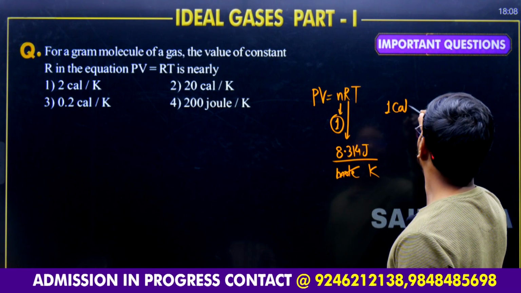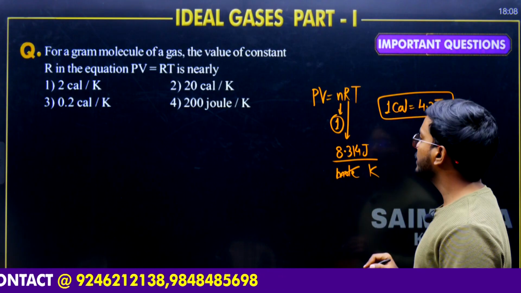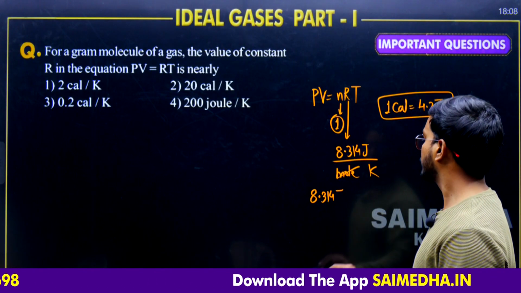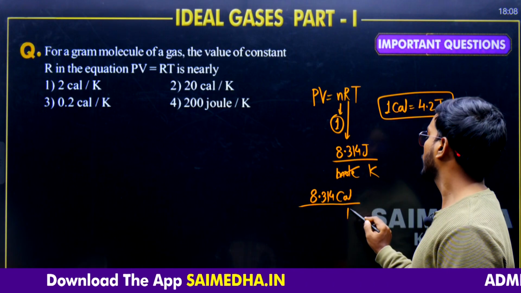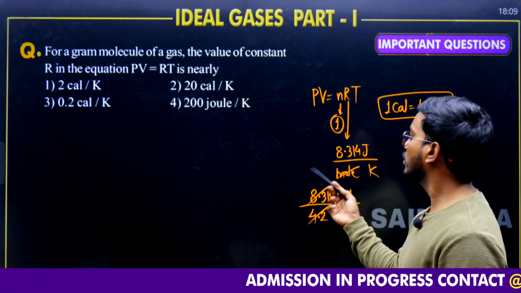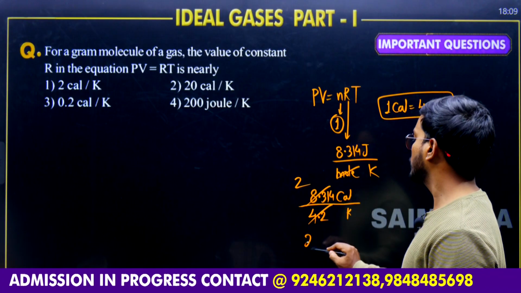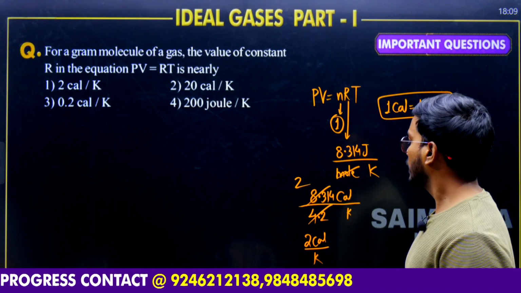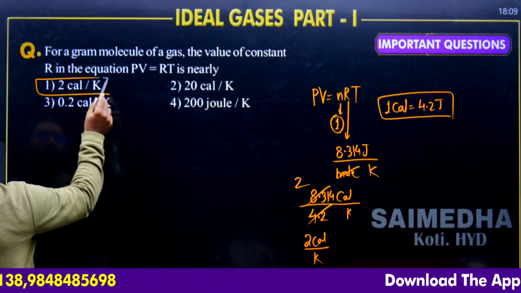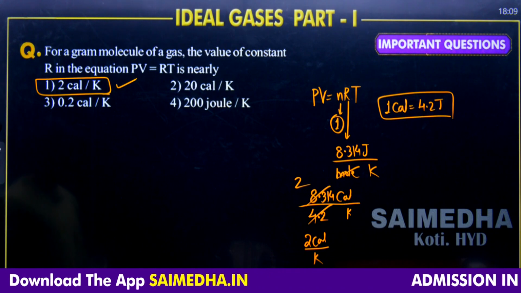1 calorie is equal to 4.2 joules. I want to convert this in terms of calories, so divide by 4.2. Approximately this will be what? Around 2 times, this is 1.97 something. Approximately it is 2 calories per Kelvin. Remember both the values, 8.314 or 2 calories. So what is the correct answer for this question going to become? 2 calories per Kelvin. Okay.